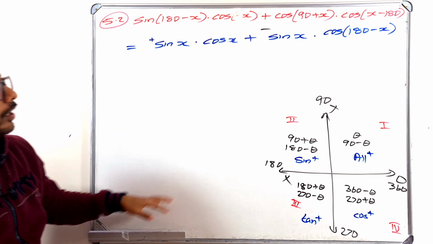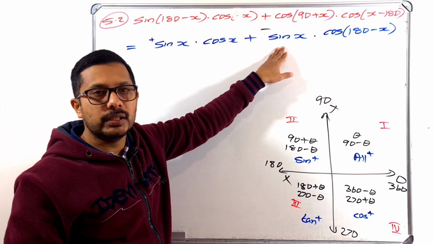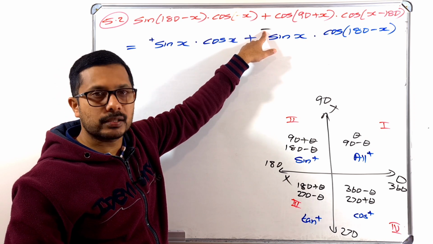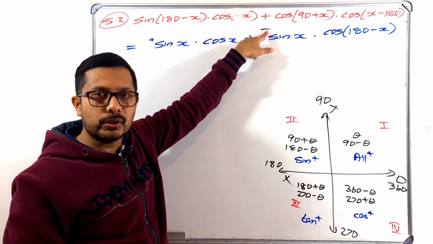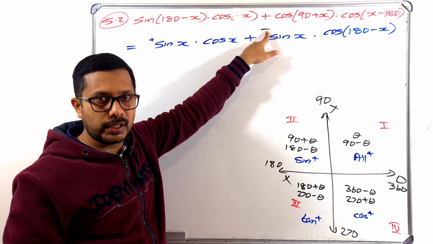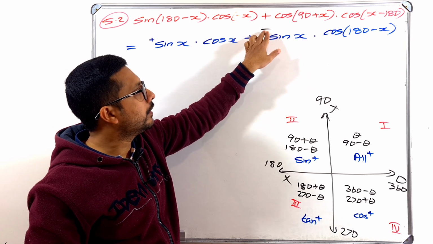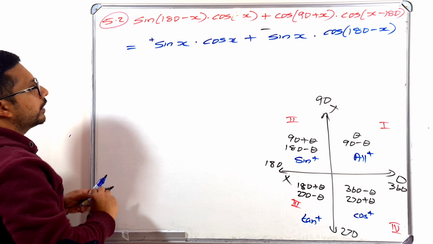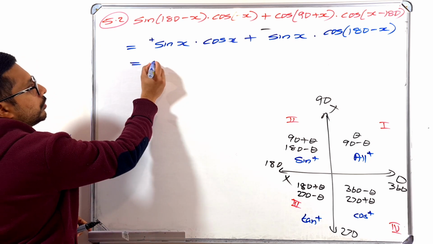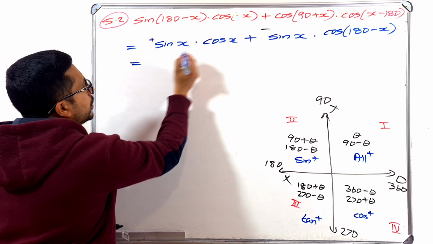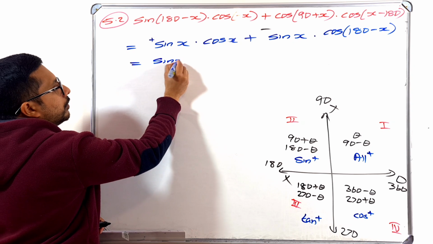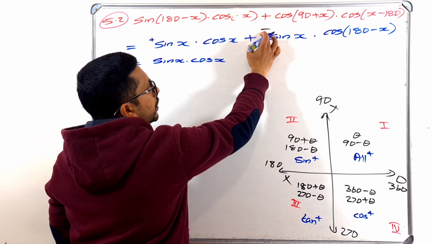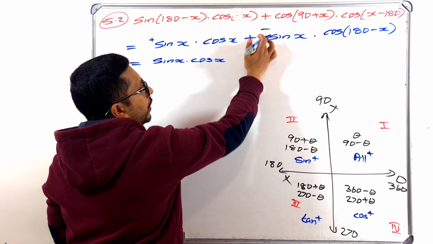Now one more thing, look at this one. When you write, if you have a minus or something like this, you have to write it on top, just to avoid mistakes. It's better to write it on top to avoid mistakes. So now what is this one? Next step, this is equal to positive, so sin x into cos x, then plus into minus. What is plus into minus?